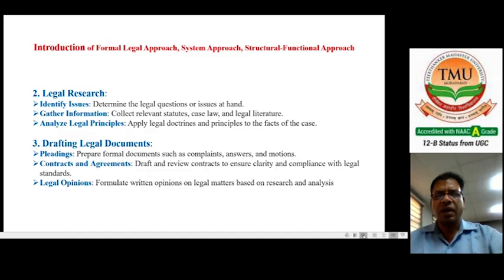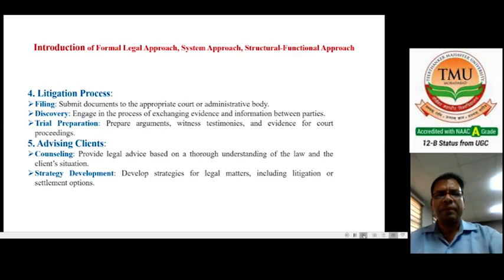Third is drafting legal documents, where we can classify different types. Pleadings: prepare formal documents such as complaints, answers, and motions. Contracts and agreements: draft and review contracts to ensure clarity and compliance with legal standards. Next is legal opinions: formulate written opinions on legal matters based on research and analysis.